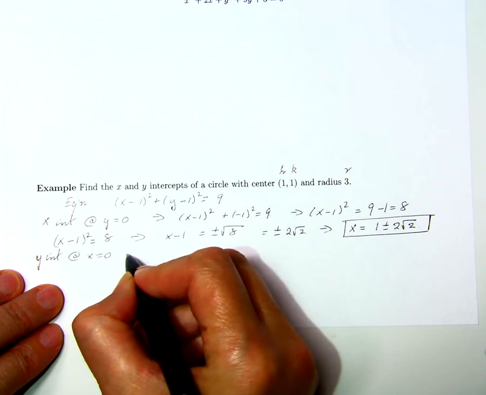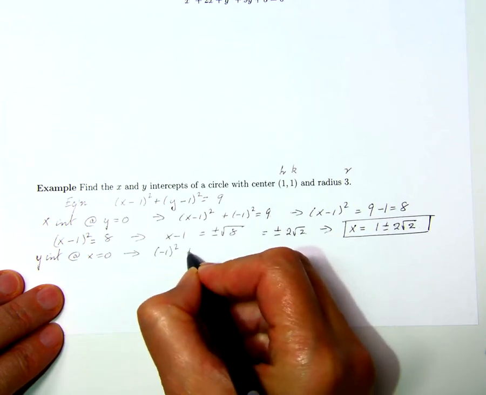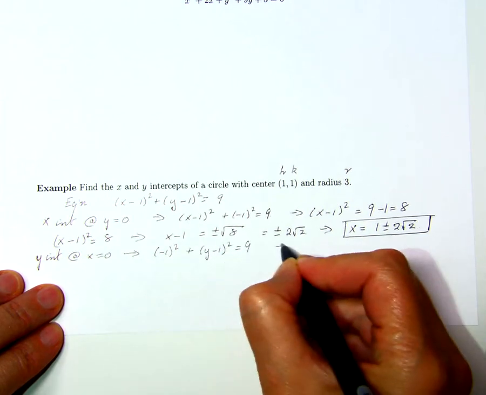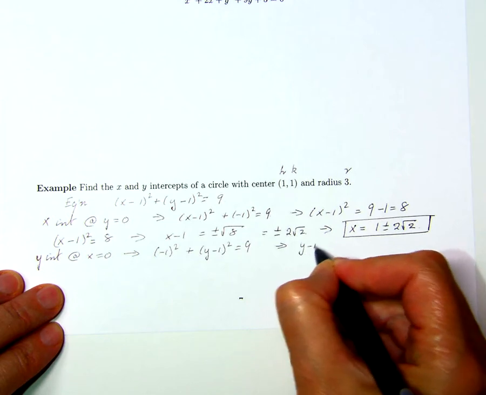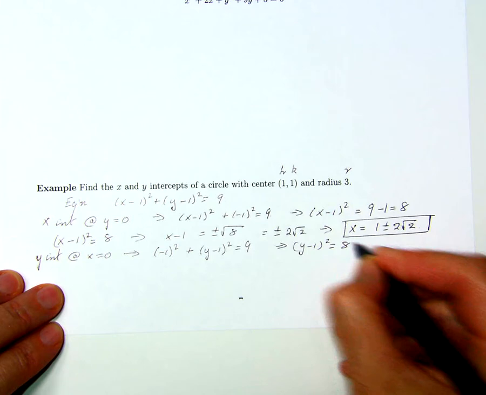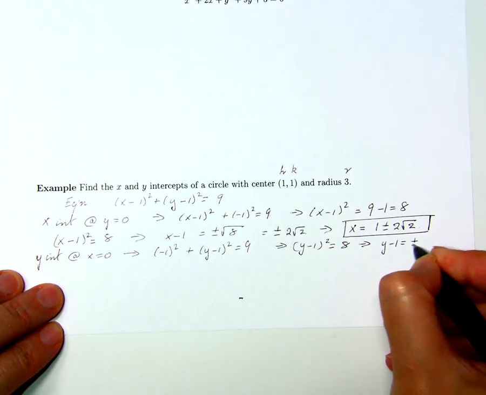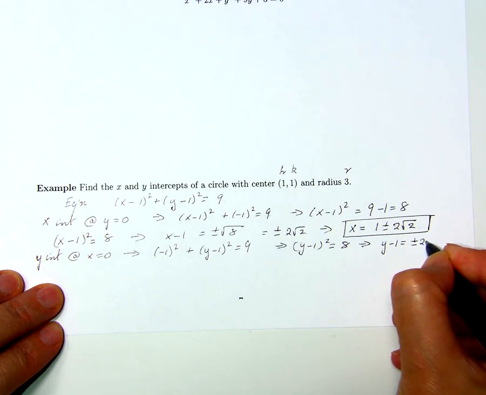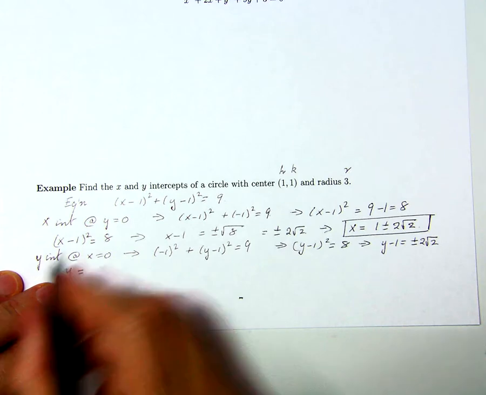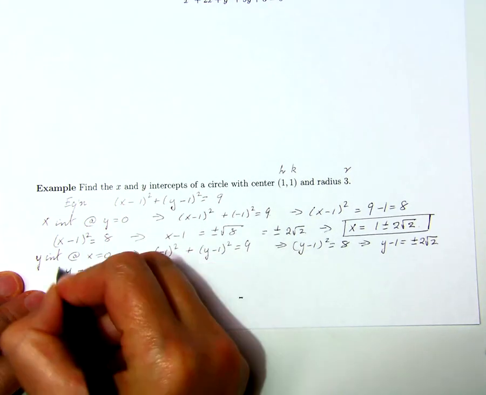So when x is 0, I get (0 - 1)² + (y - 1)² is 9. That tells me that (y - 1)² is 9 minus 1, which is 8. And that tells me that y - 1 equals plus or minus the square root of 8, which is 2 times the square root of 2. And we have the y-intercepts are at y equals 1 plus or minus 2 times the square root of 2.